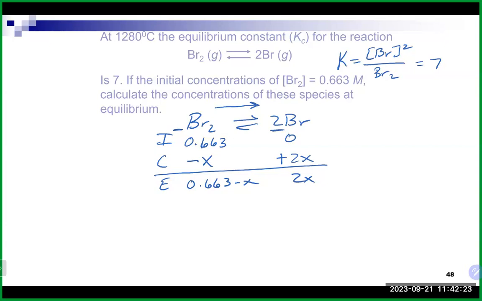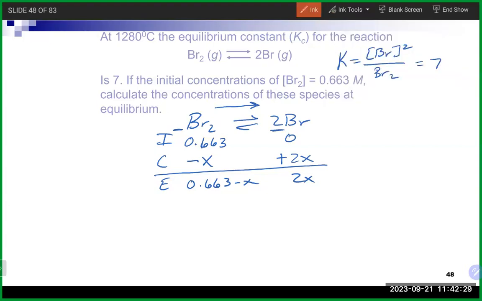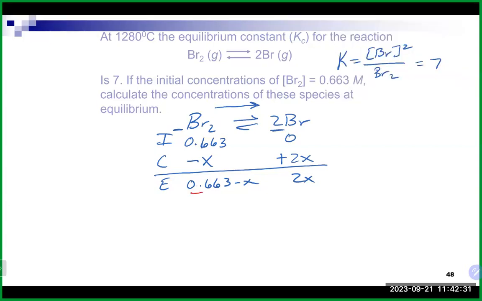At this point, the goal is really to solve for what x is equal to. So we will take our equilibrium values, or things that we got, and put them into our equilibrium expression. That will give us K is equal to (2x) squared divided by 0.663 minus x. And once again, that's all going to equal 7 at this point.